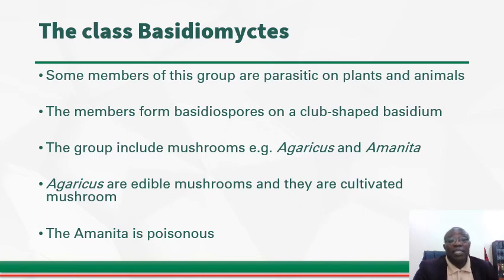Then the class Basidiomycetes. Some members of this group are parasitic on plants and animals. The members form basidiospores on a club-shaped basidium, and the group includes the mushrooms. Examples of mushrooms are Agaricus and Amanita. Agaricus are edible, cultivated mushrooms. But Amanita is a very poisonous mushroom, so it is not edible at all.